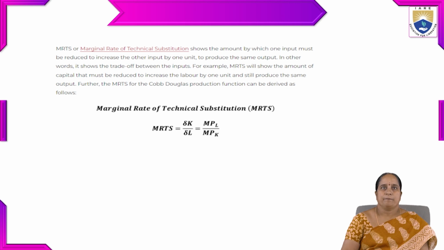And further, the MRTS for the Cobb-Douglas production function can be derived as: marginal rate of technical substitution is equal to delta K by delta L, which is further simplified as MPL by MPK.